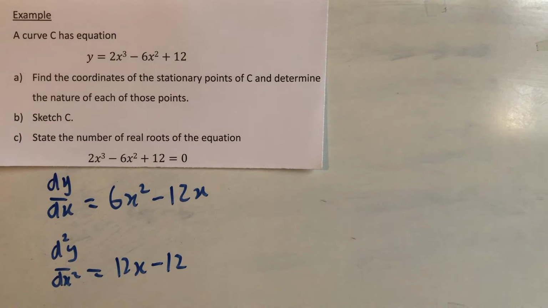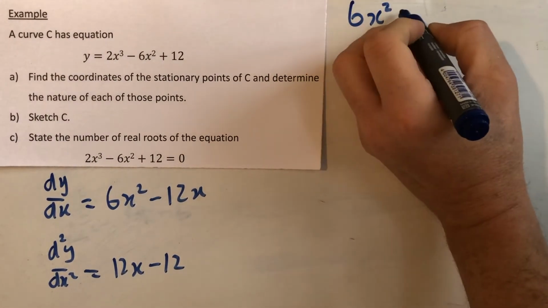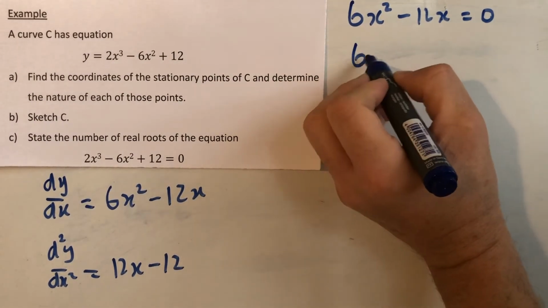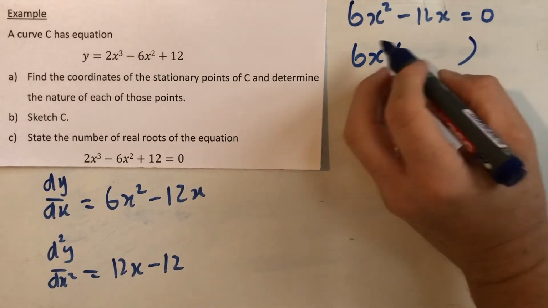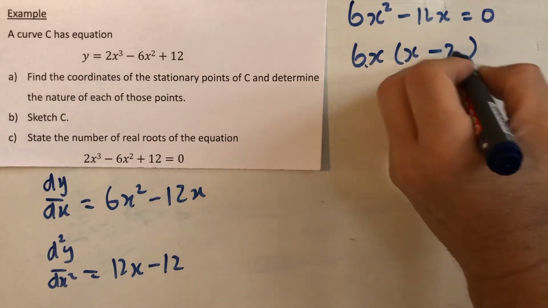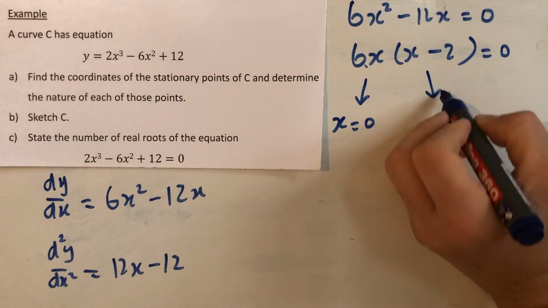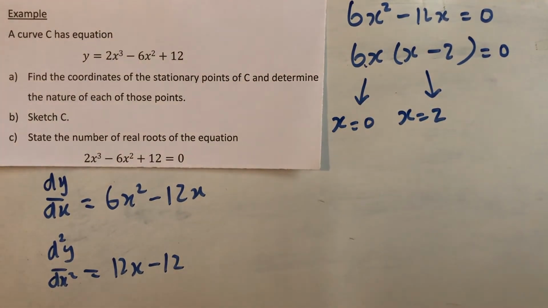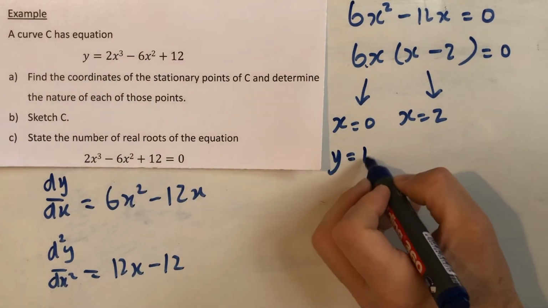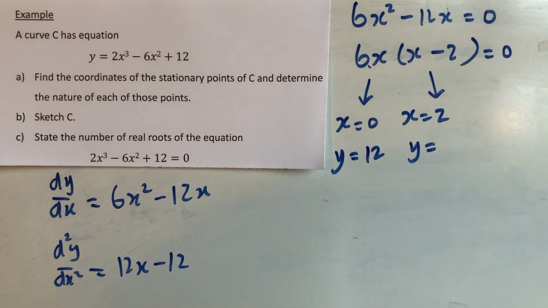I then put this equal to 0 to find the stationary points, so 6x squared minus 12x equal to 0. I can take a 6 and an x outside of a bracket here, which leaves an x for x squared and a minus 2 for the 12x. So that means that x equals 0 is one solution, x equals 2 is another one. Now if I put 0 into there, it's easy enough, I get 12.